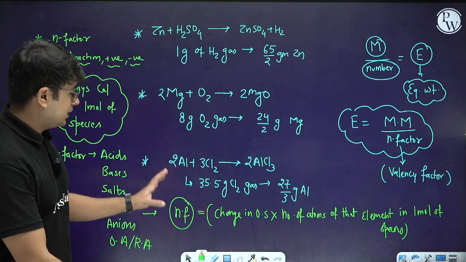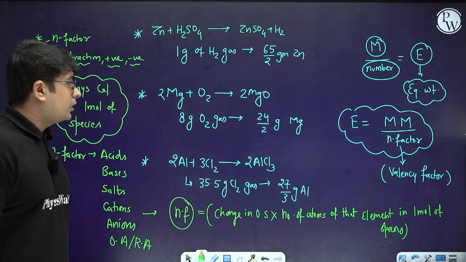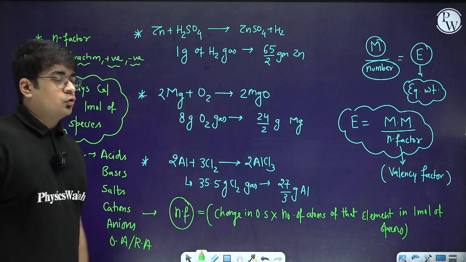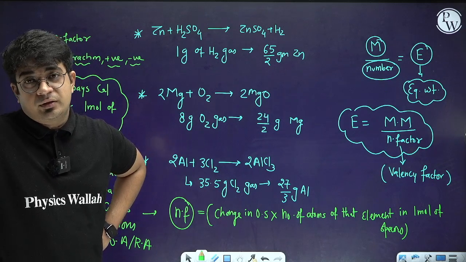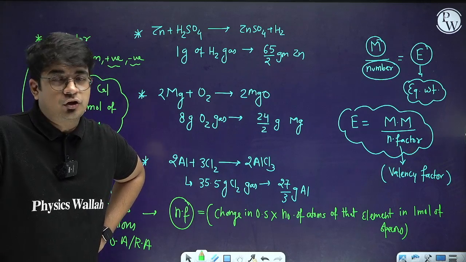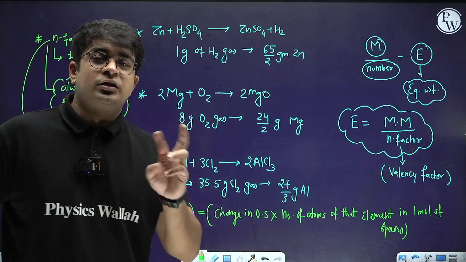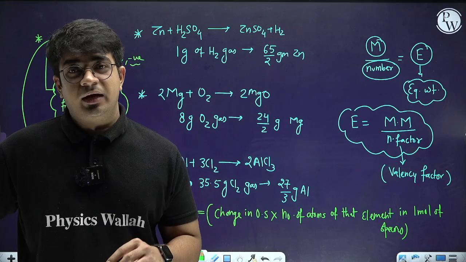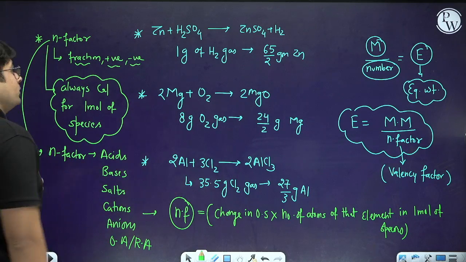If you know this thing, that entire part of n factor is going to be very easy. I hope this entire part is clear. It is independent of stoichiometry, always remember. There will be no effect on stoichiometry. But in 1 mole, if 2 atoms or 3 atoms are there, you have to include that part. So this is the only thing which you need to be very careful about.